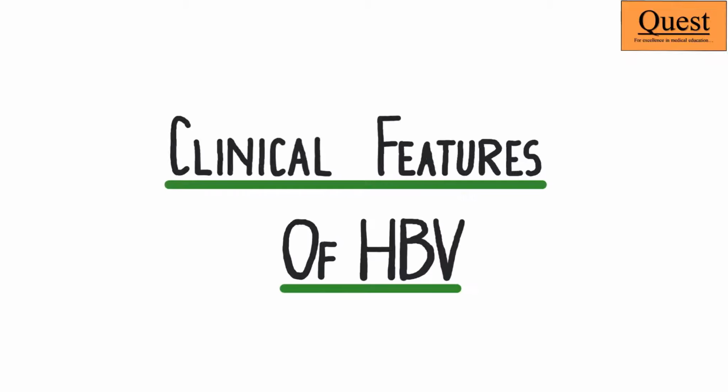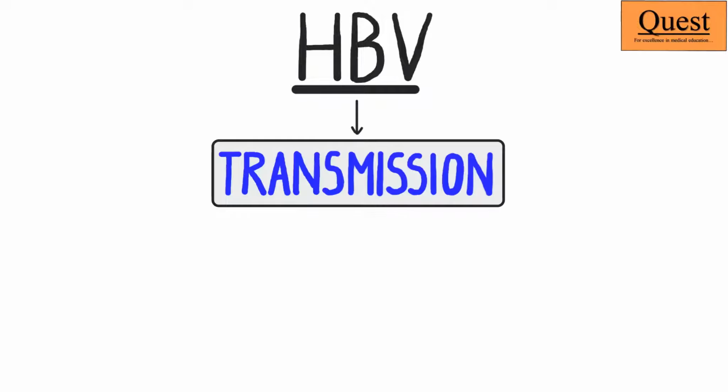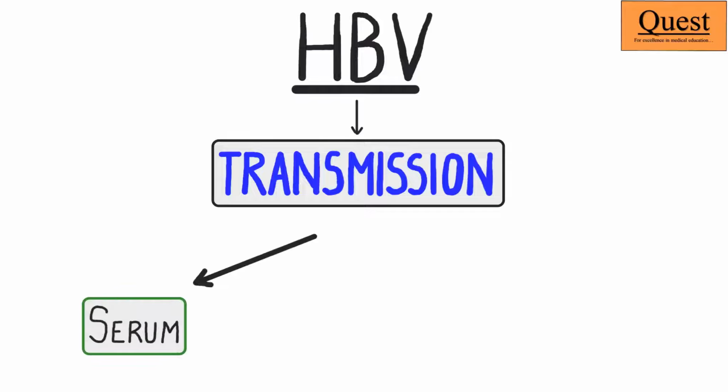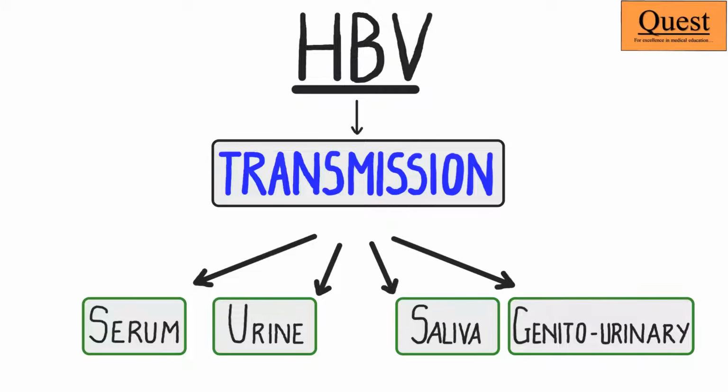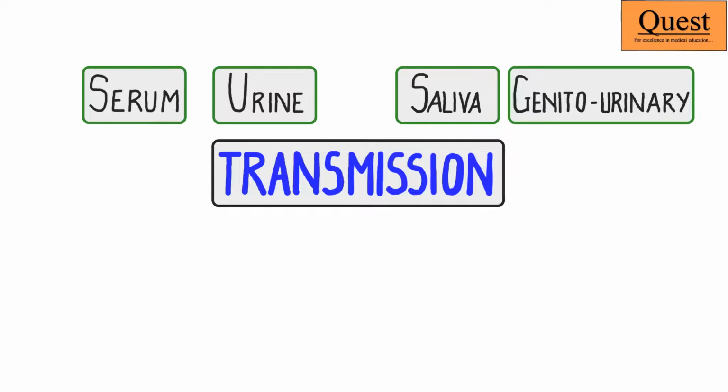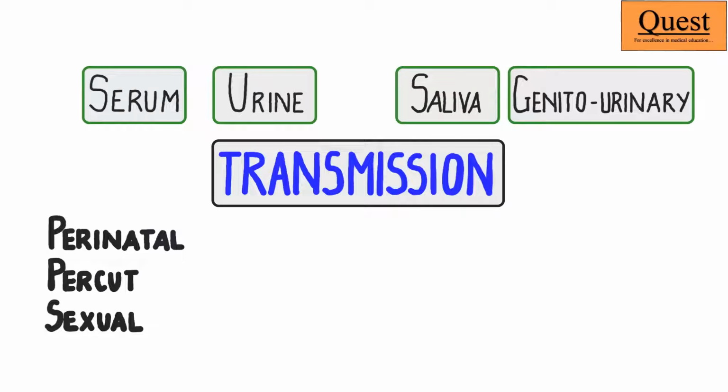In this tutorial, let's focus on the clinical features of hepatitis B. Hepatitis B is present in a variety of body fluids like the serum, urine, saliva and the genitourinary fluids. There are three main modes of transmission of this virus, prominent being the perinatal transmission. Other modes are percutaneous transmission and sexual transmission.